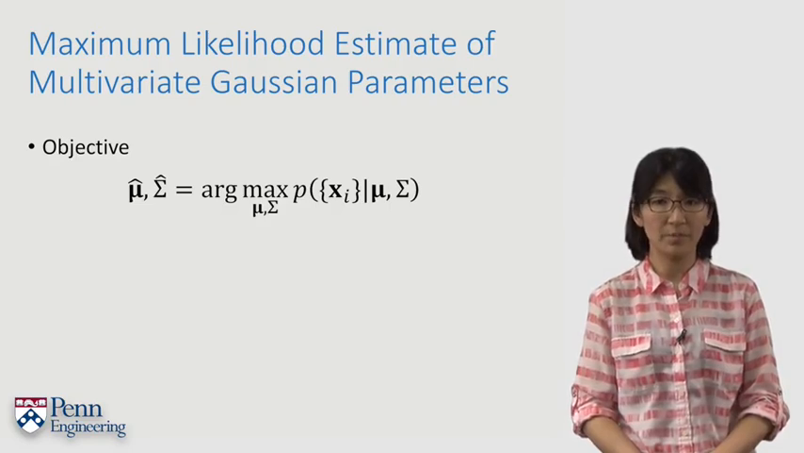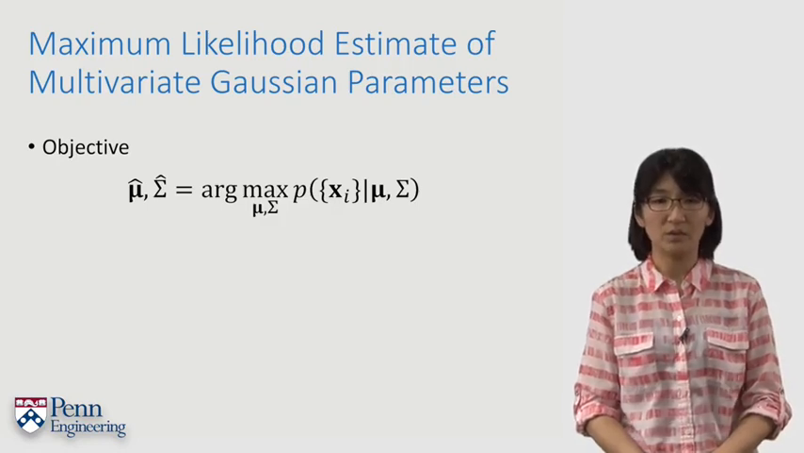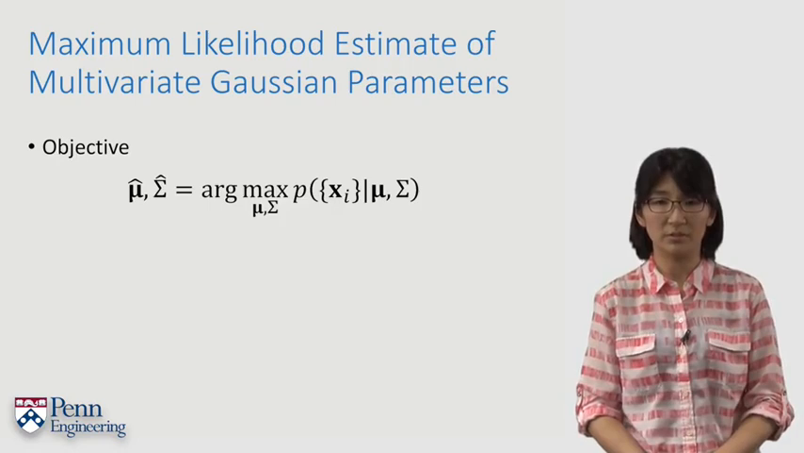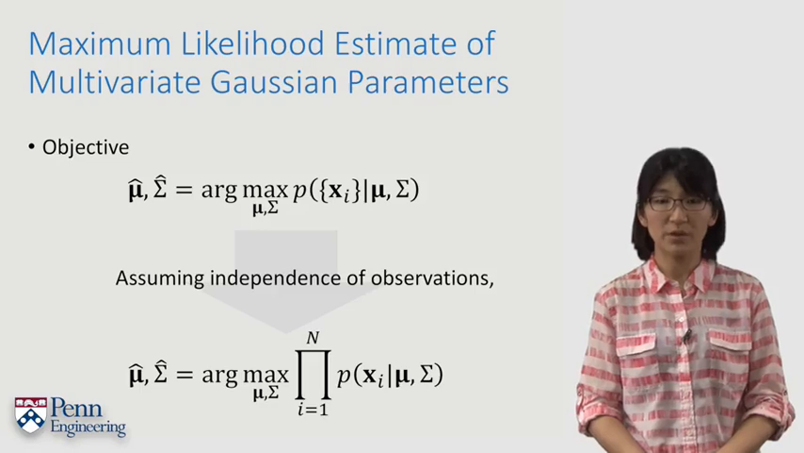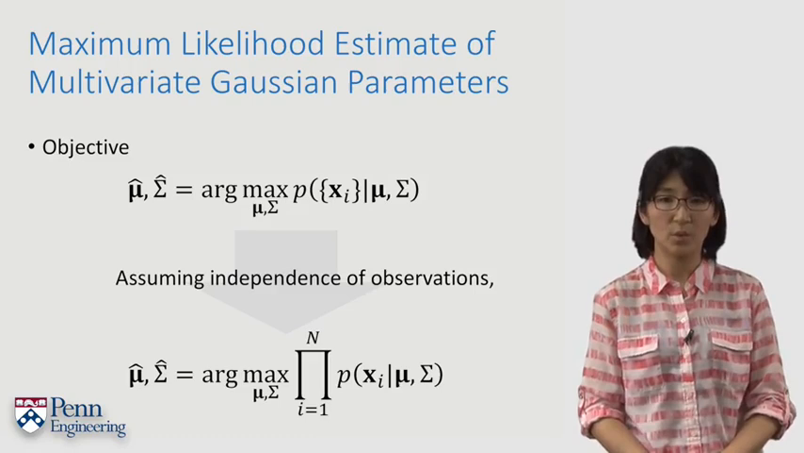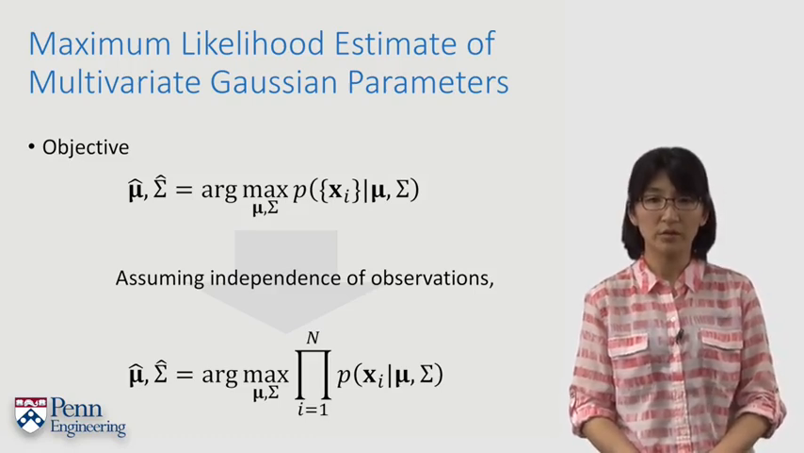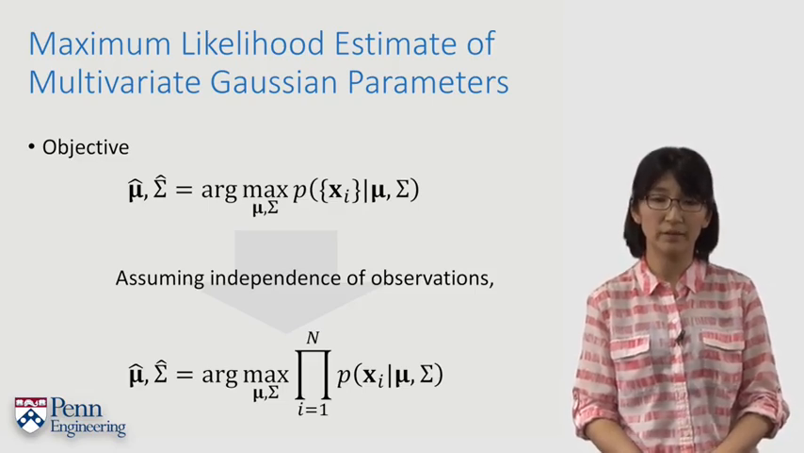I hope you remember that the likelihood function is a joint probability of all the data, which can be intractable in general. But, as we did for univariate Gaussian, if we assume independence of data points, the joint likelihood can be expressed as the product of individual likelihoods.